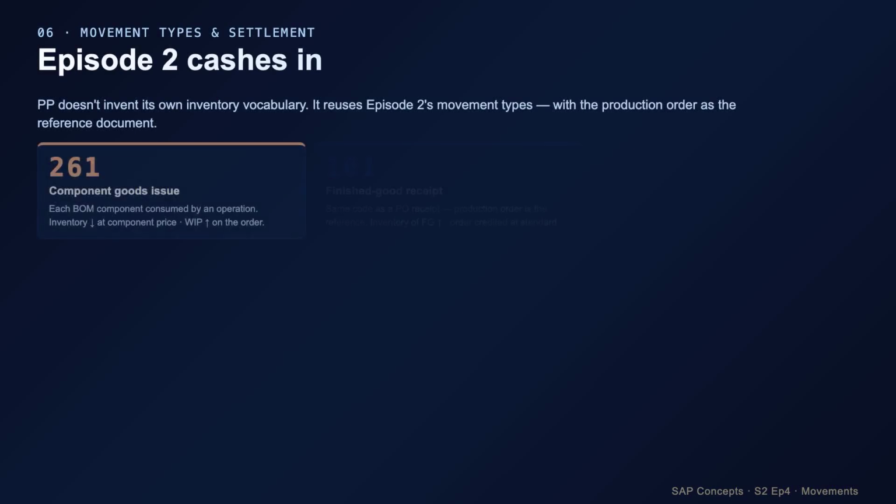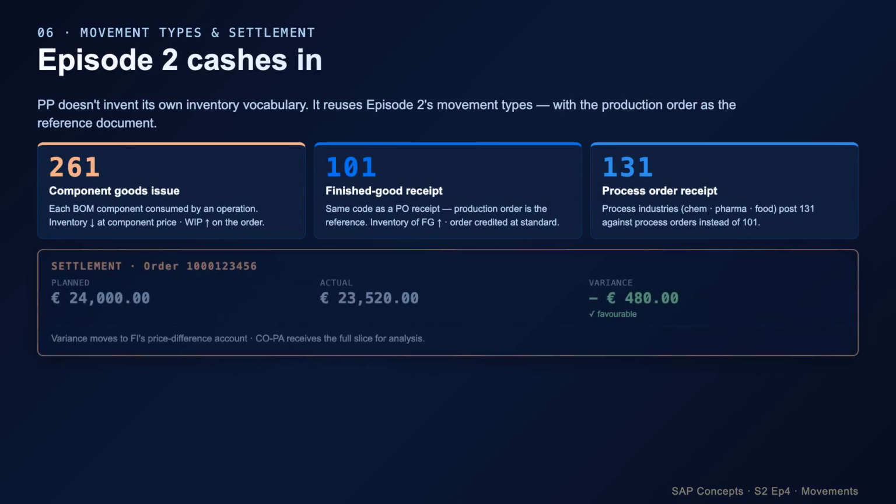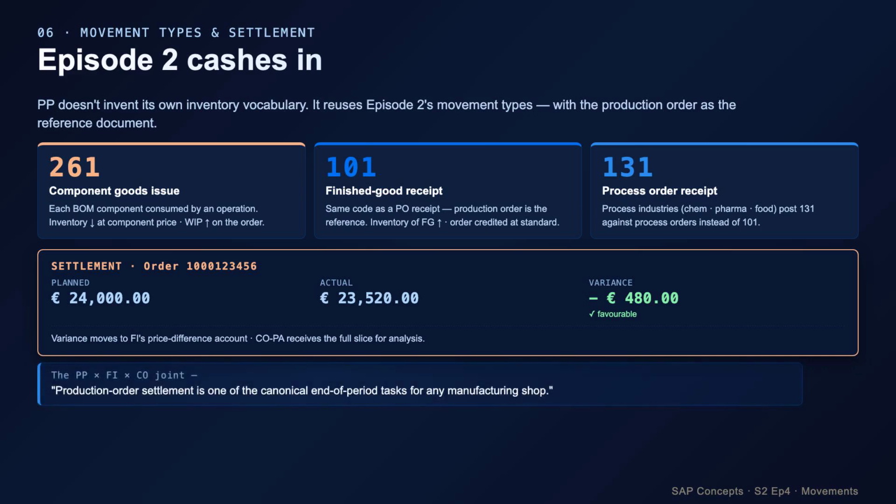Episode 2 cashes in. Production planning doesn't invent its own inventory vocabulary. Movement Type 261 is the component goods issue. Each bill of materials item is consumed by an operation. Inventory goes down, work in process goes up on the order.